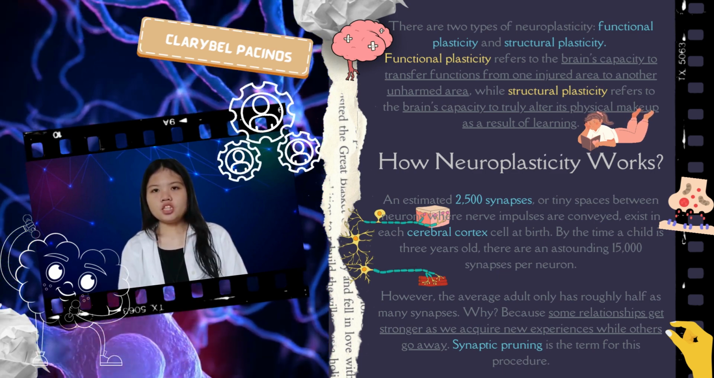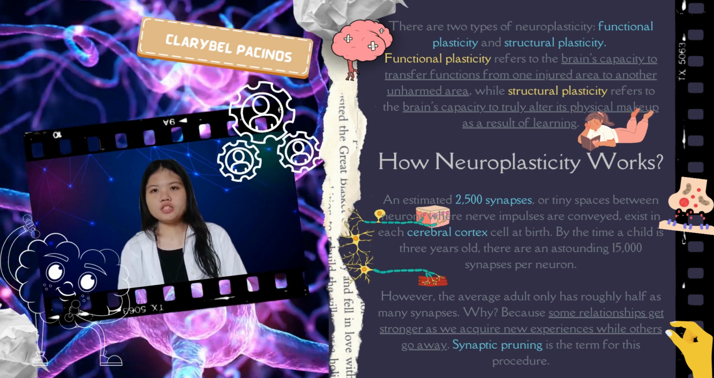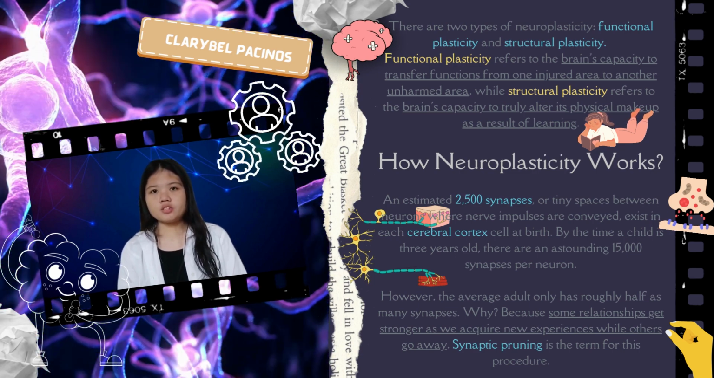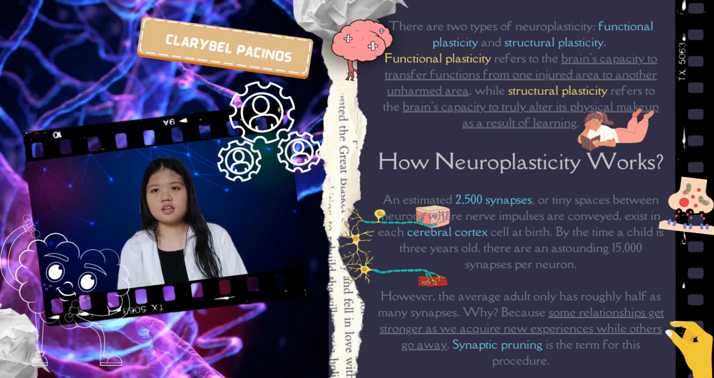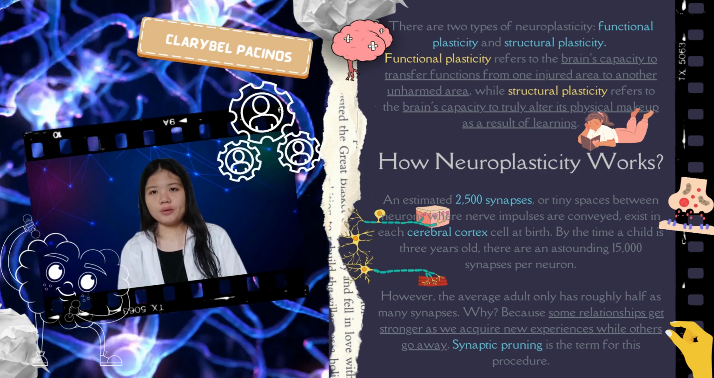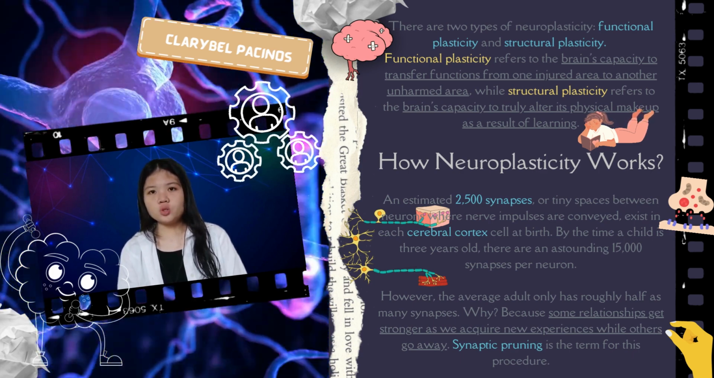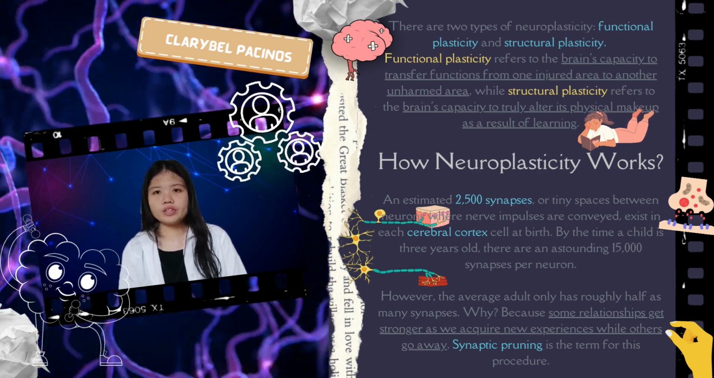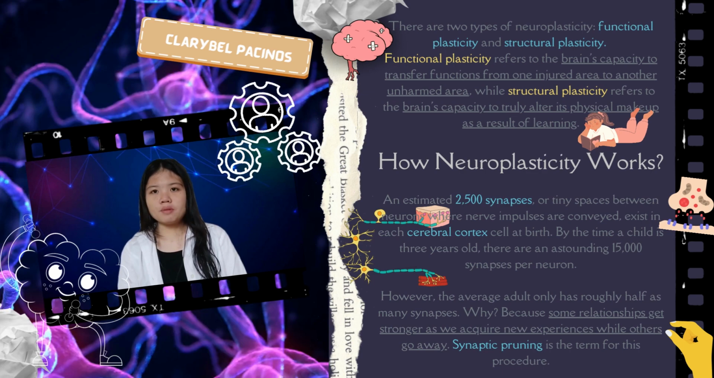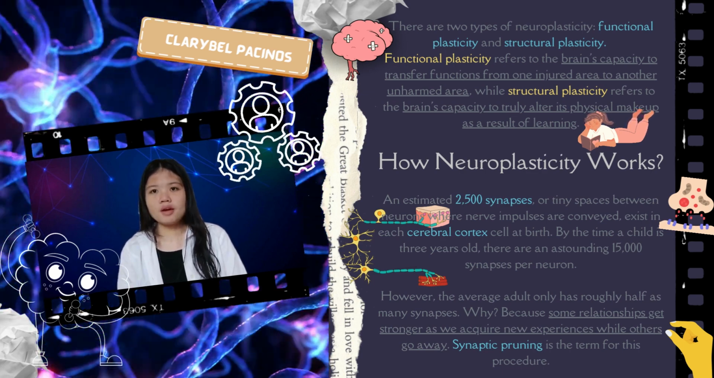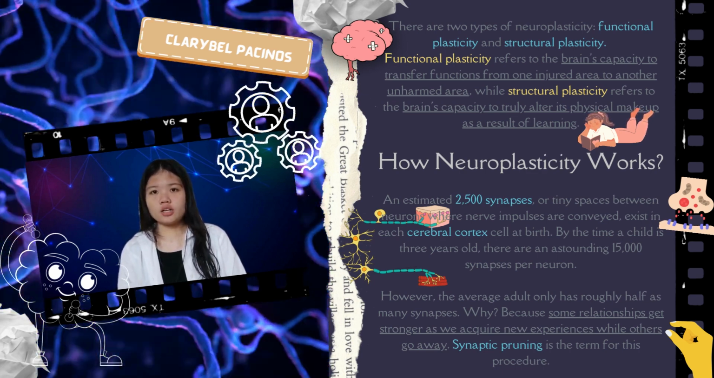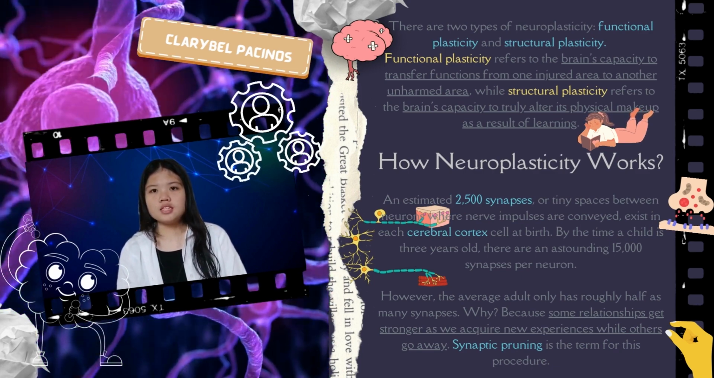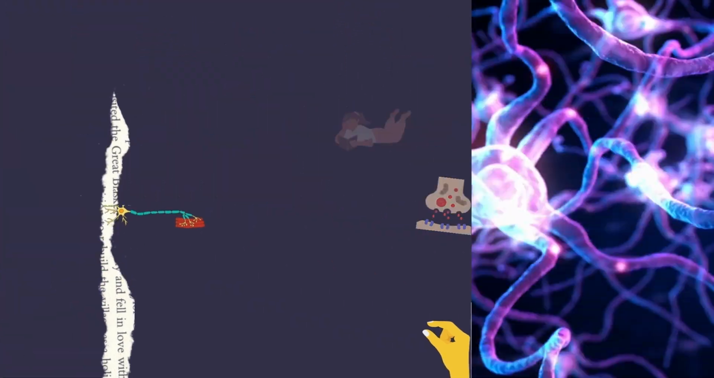How neuroplasticity works. An estimated 2,500 synapses, or tiny spaces between neurons where nerve impulses are conveyed, exist in each cerebral cortex cell at birth. By the time a child is 3 years old, there are an astounding 15,000 synapses per neuron. However, the average adult only has roughly half as many synapses. Why? Because some relationships get stronger as we acquire new experiences, while others go away. Synaptic pruning is the term for this procedure.